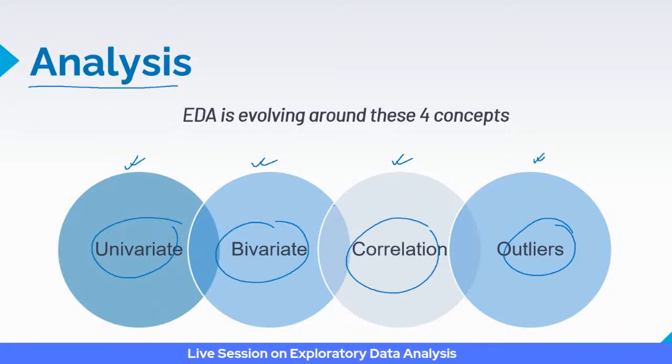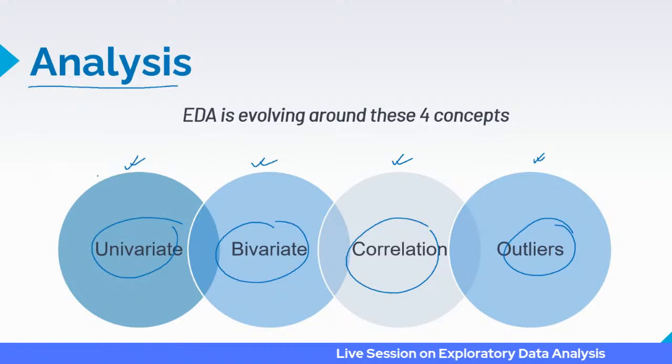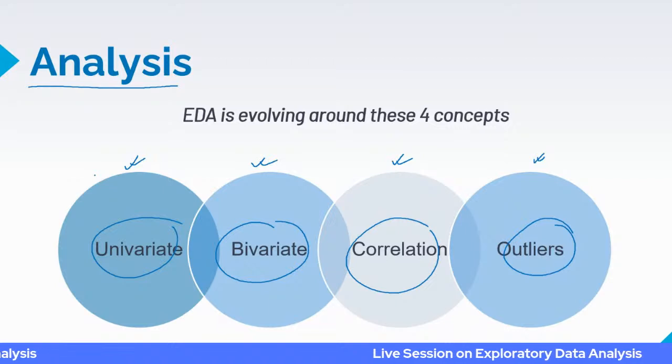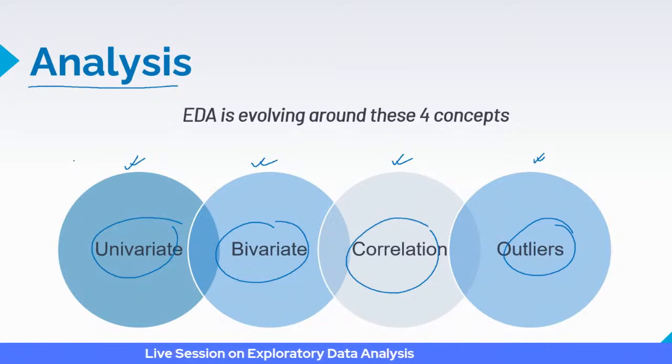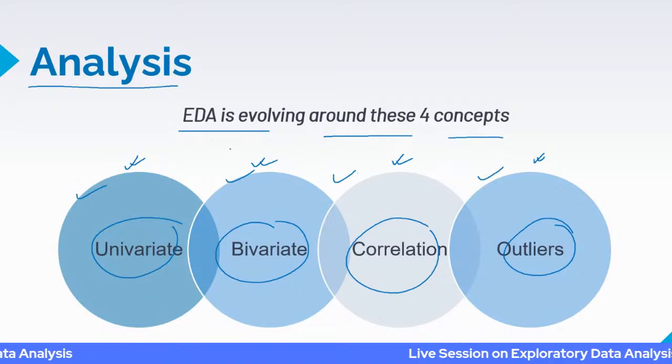Yes, videos are on my channel. I think mostly EDA is covered on my channel already. If you want subtopics, just search for outliers. Search outlier Satyajit and you will get some videos. Outlier correlation, you will get some videos too. I don't remember exactly, but there are some videos. So EDA is evolving around these four concepts: univariate, bivariate, correlation, and outliers.